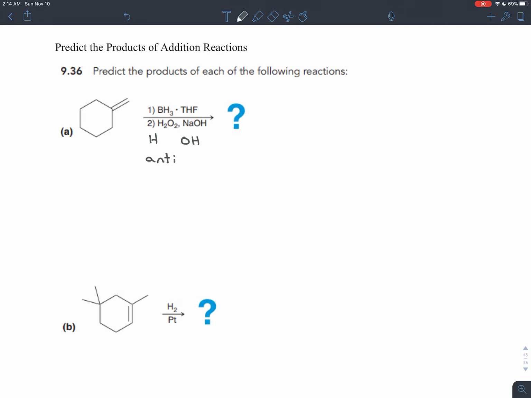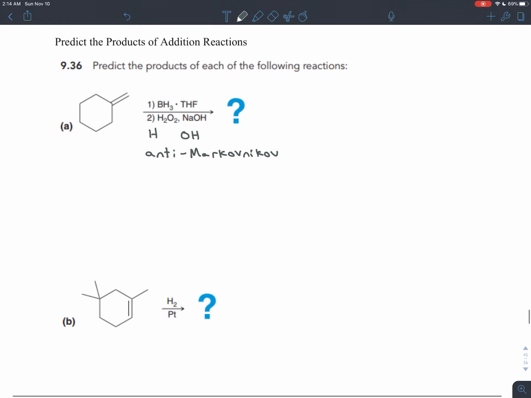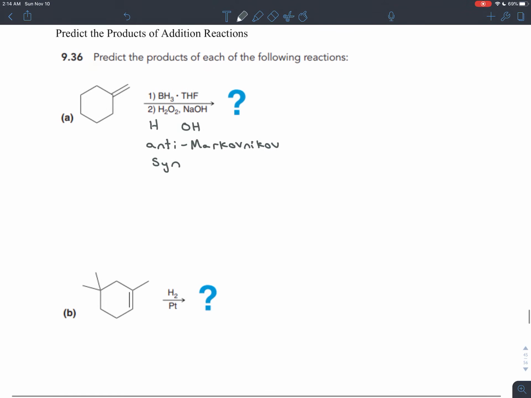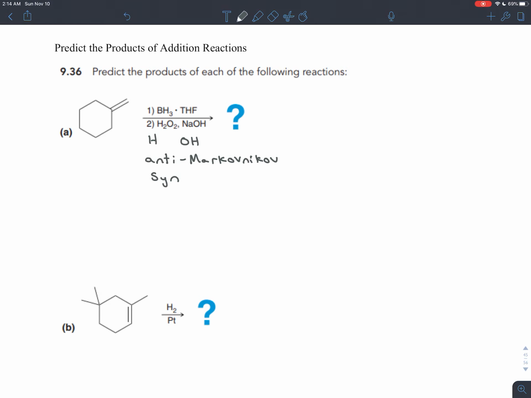It will be anti-Markovnikov, and it adds syn. So in this video, we're not going to go through the nuts and bolts and go through the explanation for this for each one of these reactions. We've gone through that previously. We're just going to refresh on how to do the synthesis, to predict the synthesis here.